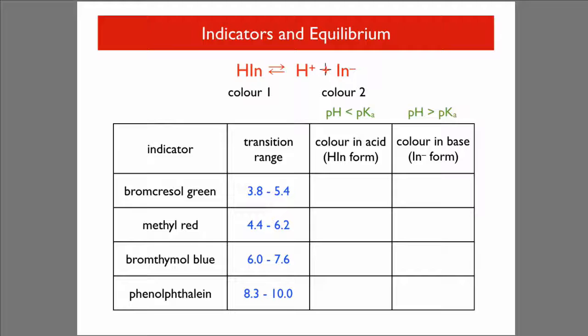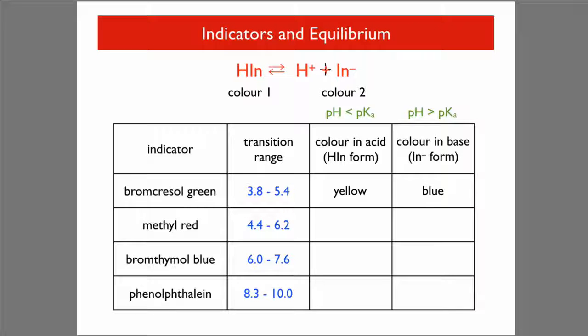There's a bunch of different indicators. Let's have a look at this table. If we've got bromocresol green, we've got a transition range between 3.8 and 5.4. When the pH is lower than the pKa, it's in its acid form, the molecule form, and you're going to get yellow. In base, when the pH is greater than pKa, it'll be in the indicator form, which is blue.